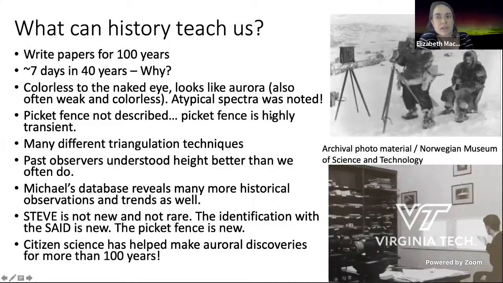And so just in closing, citizen science has helped make auroral discoveries for more than 100 years. Carl Størmer also included networks of people. He got on the radio and asked people if they had seen the aurora and to send him reports, and that sort of thing. And there are other examples in our field as well. I'm going to end there and give Michael a couple of minutes to add more.